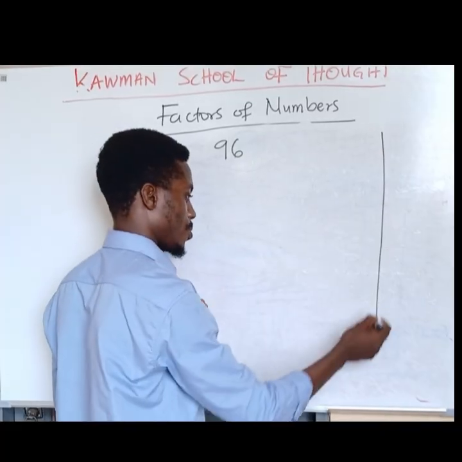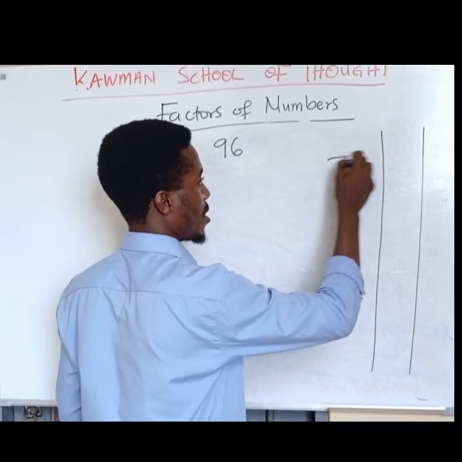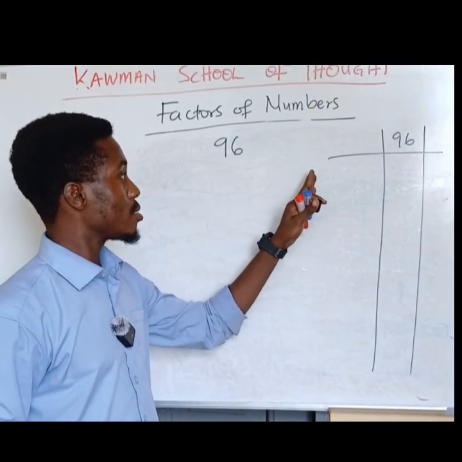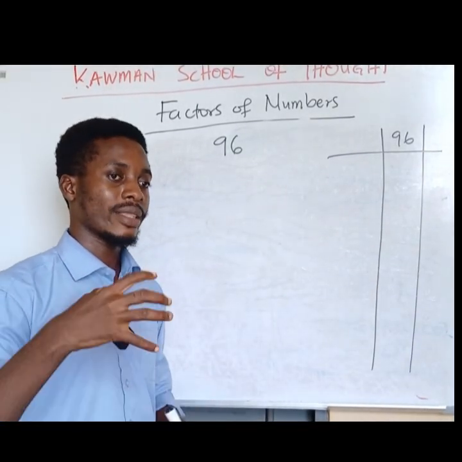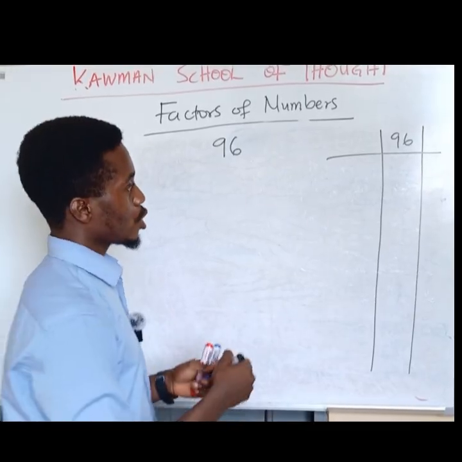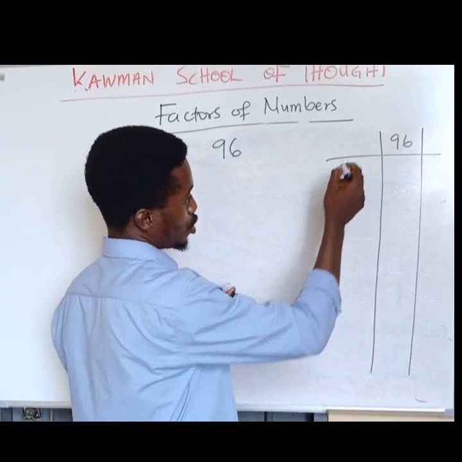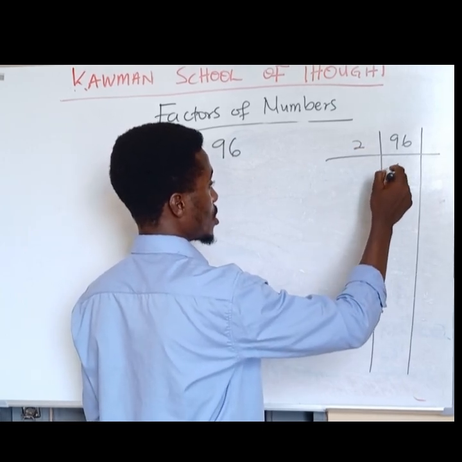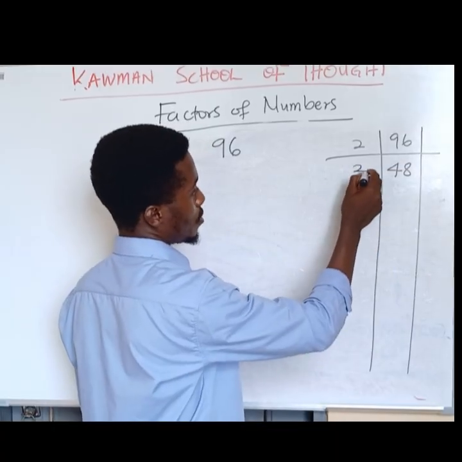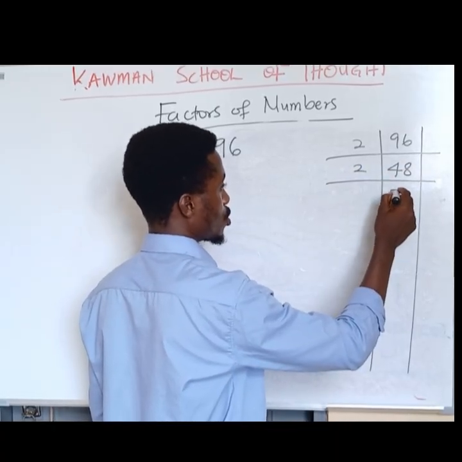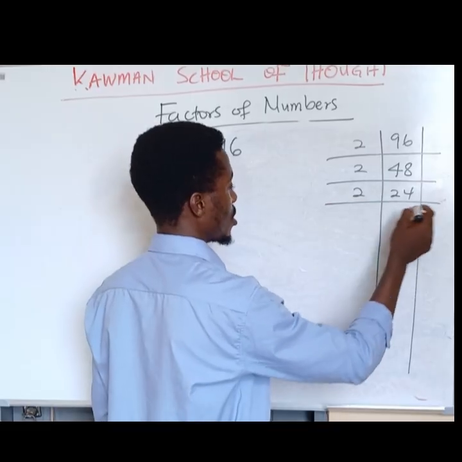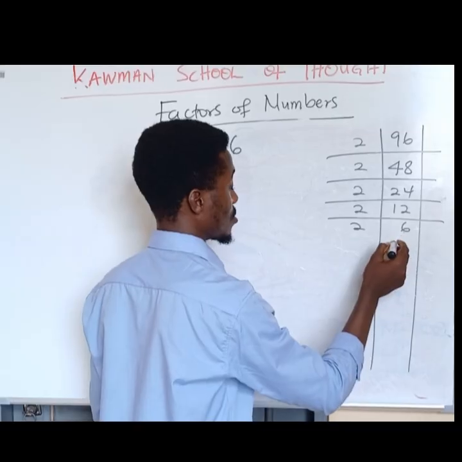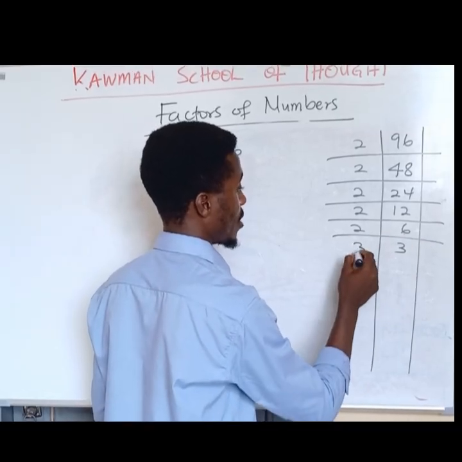So I'm going to write my product of primes here. So 96. What I'm going to do here is try and find the number of factors of 96 I'm supposed to expect. So my prime number, I can use 2. So 2 divides 96 how many times? That's going to be 48. Right. So 2 divides 48 how many times? 24. 2 divides 24 how many times? 12. 2 divides 12 how many times? 6. 2 divides 6 how many times? 3. And then we have 3 divides 3 once.